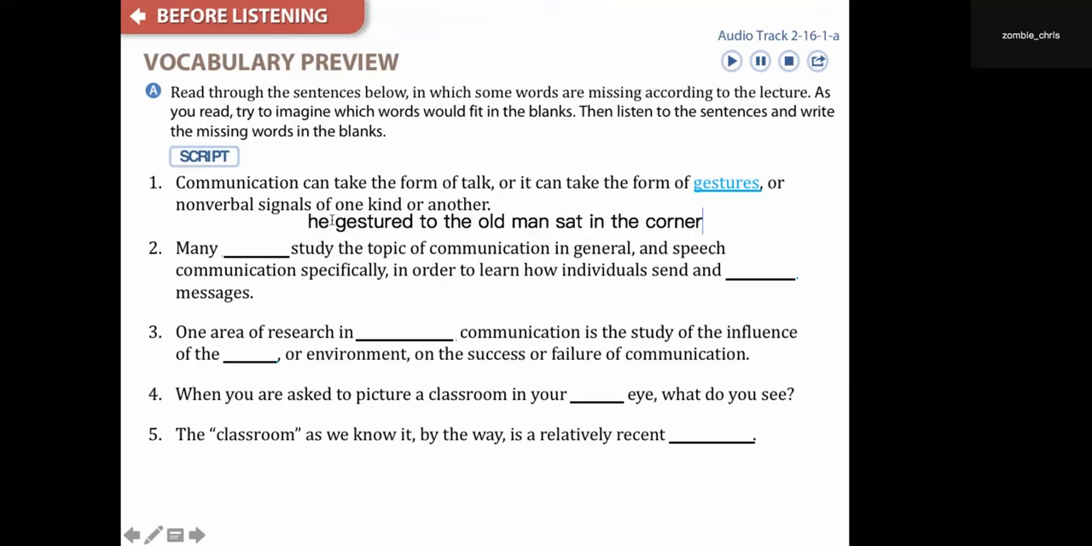So he gestured to the old man in the corner. So we gestured towards an object. He gestured towards the door, gestured towards the bar, gestured towards the restaurant. But if it's a person, we gestured to. He gestured to the old man sat in the corner. He would gesture towards the corner and gesture to the old man sat in the corner. So gesture to a person, gesture towards an object.